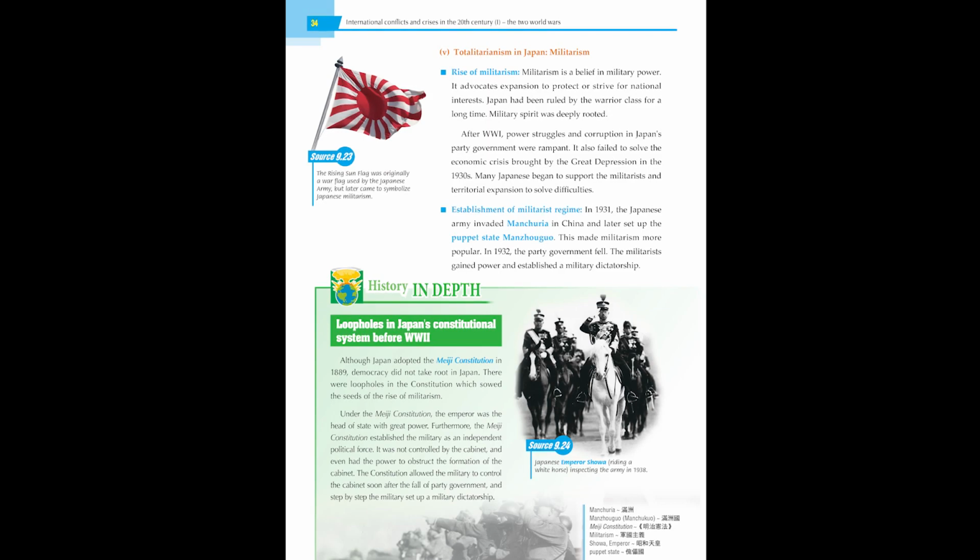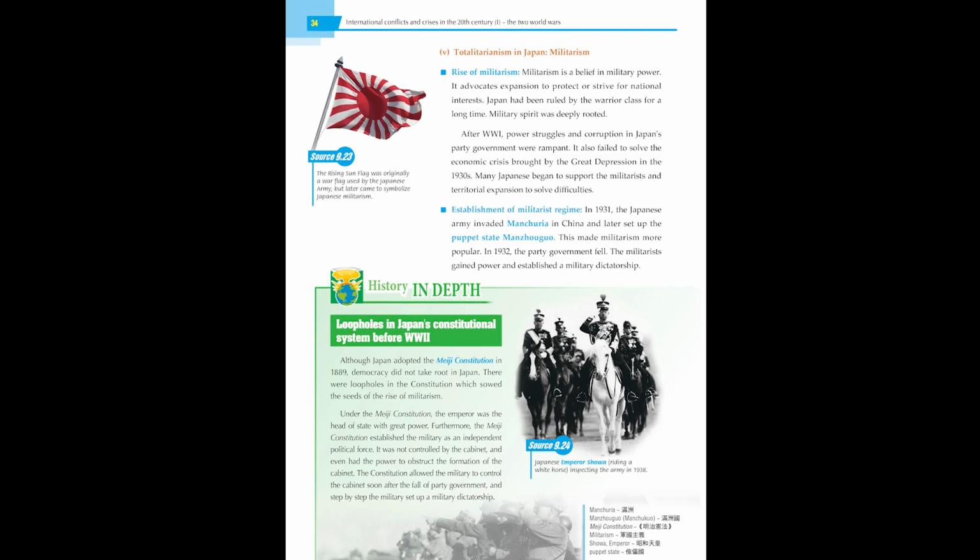Under the Meiji Constitution, the emperor was the head of state with great power. Furthermore, the Meiji Constitution established the military as an independent political force. It was not controlled by the cabinet and even had the power to obstruct the formation of the cabinet. The Constitution allowed the military to control the cabinet soon after the fall of party government, and step by step, the military set up a military dictatorship.